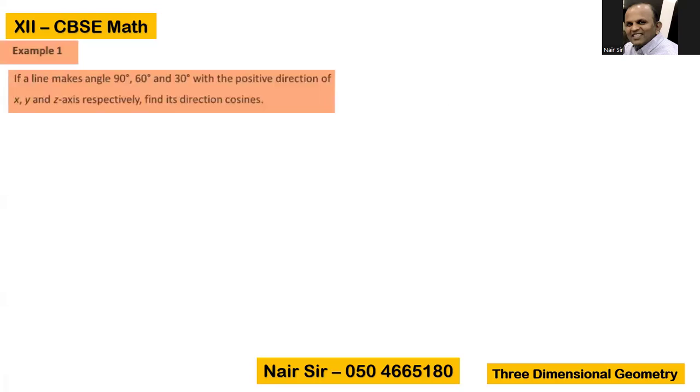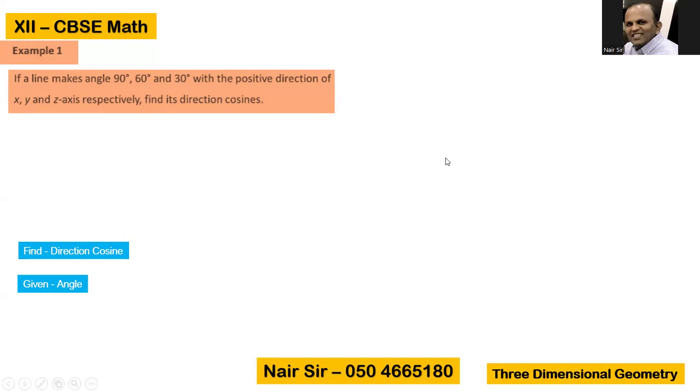If a line makes an angle of 90, 60 degree and 30 degree with the positive direction of X, Y, and Z axis respectively, find its direction cosine. I've been asked to find the direction cosine, and I've been given the angle. There's a very specific reason why I'm writing this, because I have seen many students writing and underlining. So that is the part which I just picked up for my explanation.